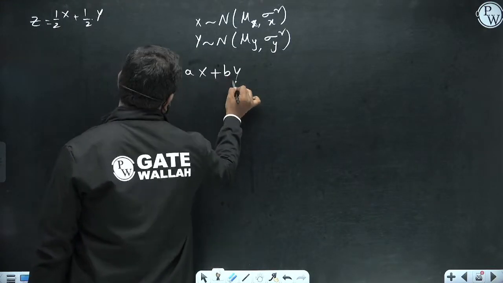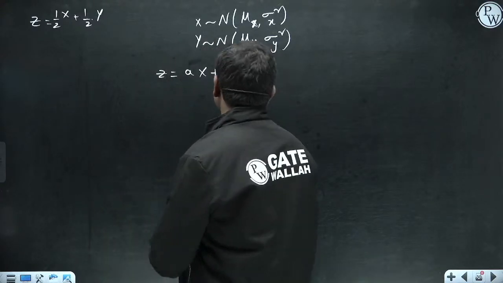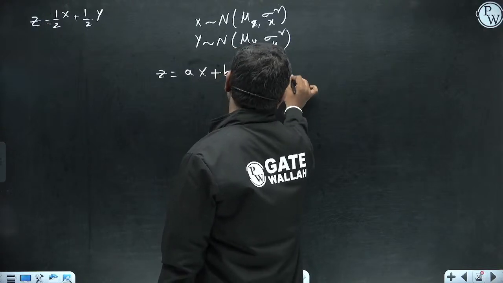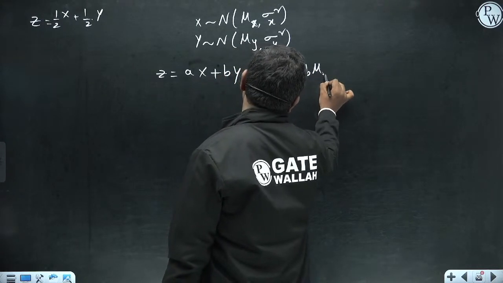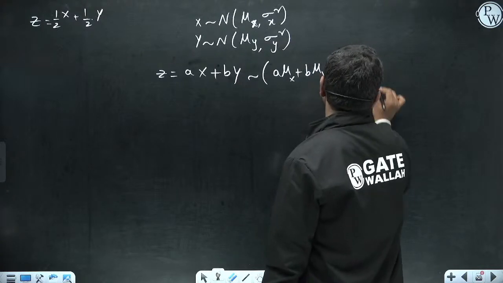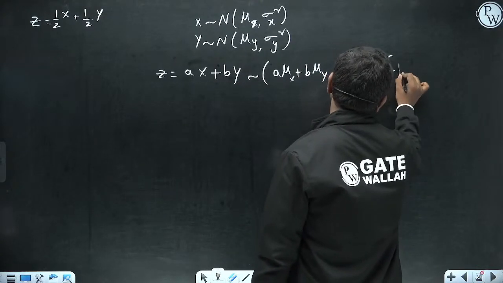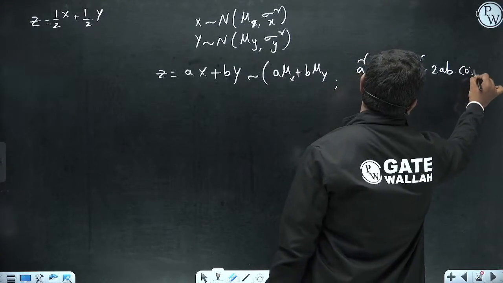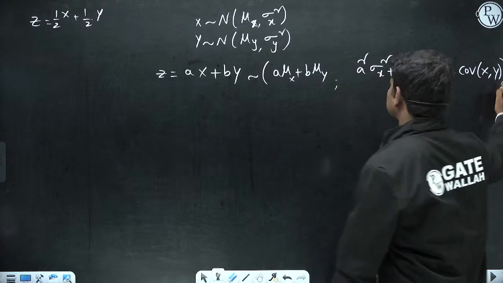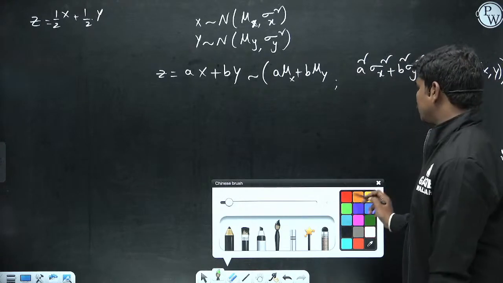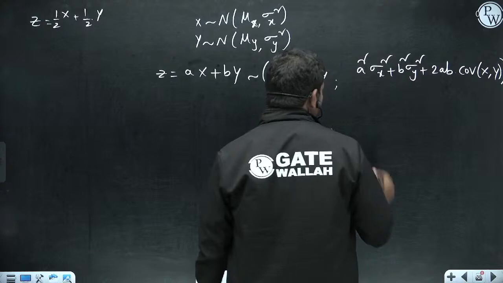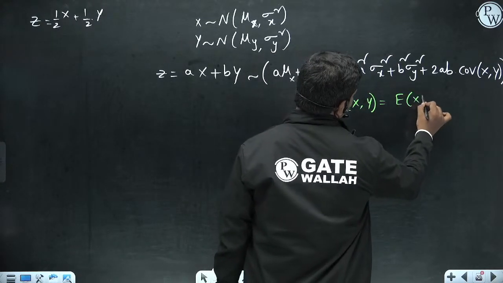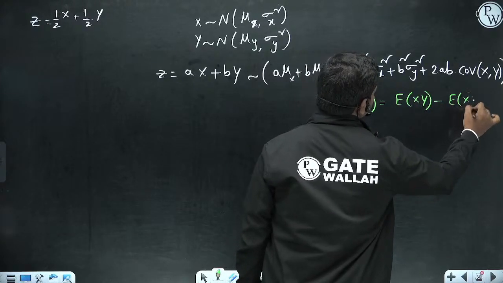Let us suppose if you have this, then this AX plus BY is also normally distributed with mean A into mu X plus B into mu Y, and variance is going to be A square into sigma X square plus B square into sigma Y square plus 2AB into covariance of X comma Y. Okay, so this covariance concept is normally a bit important in mechanical, but not in the syllabus of XC as of now. So basically covariance of X comma Y is given by E of XY minus expectation of X into expectation of Y.